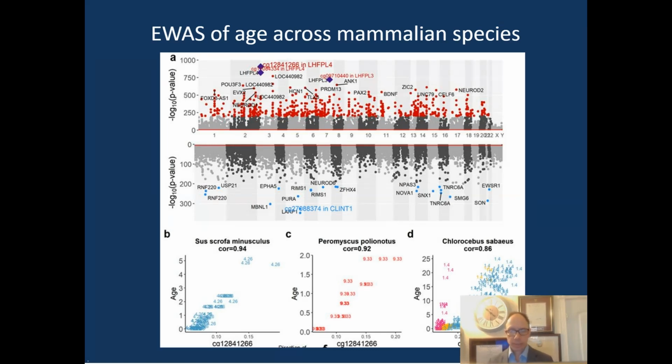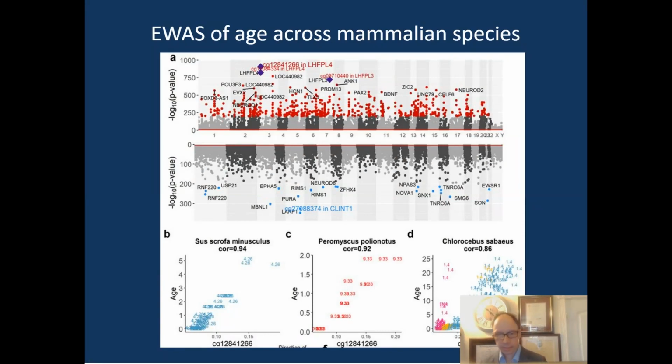But beyond epigenetic clocks, you can ask a simpler question. Can you find cytosines that correlate with age in many different mammalian species? So in other words, one can do an epigenome-wide association study of age across these, I think it was 128 species at the time. And so this analysis is very insightful because we do find cytosines near genes that have very high correlations with age in all species or most species.